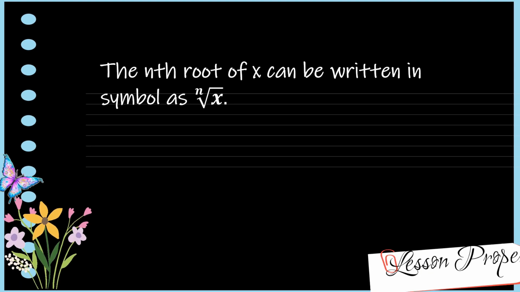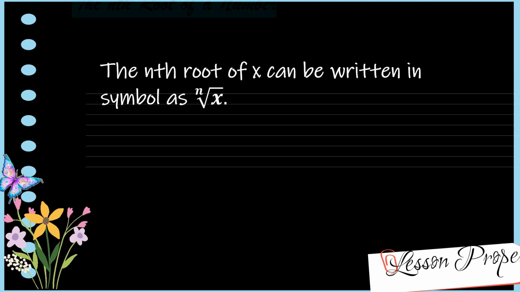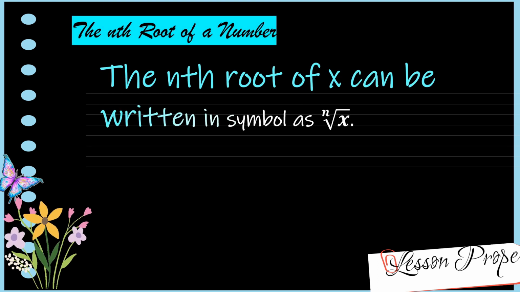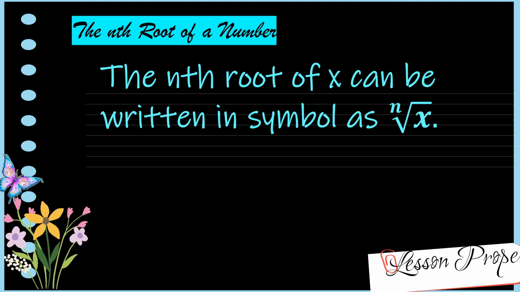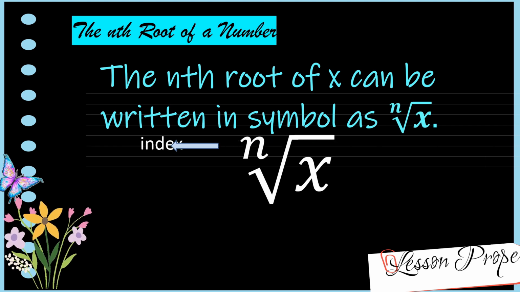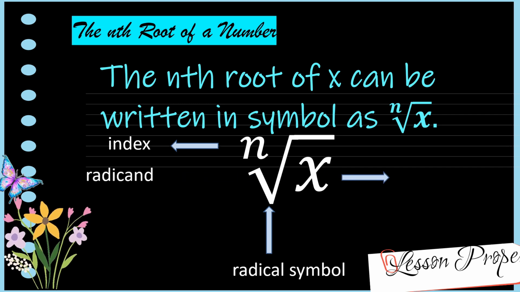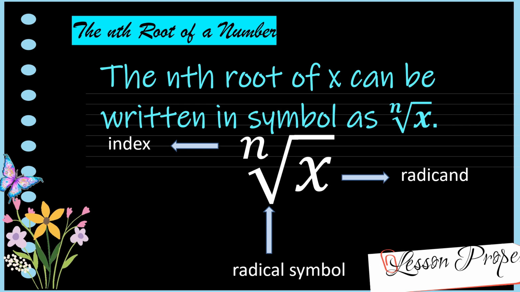So the nth root of x can be written in symbol as the nth root of x, wherein n is what we call the index, and we have here the radical symbol or the radical sign, this one, and the expression inside the radical symbol is what we call the radicand.